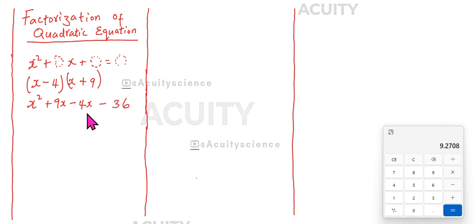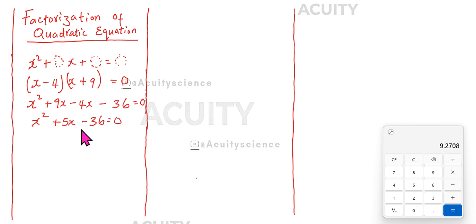Now this is an algebraic equation. So this is a quadratic equation. And if we are to factorize this, let me simplify it a little by bringing these two together. So I have x squared plus 9 minus 4 is plus 5, 5x, and then minus 36.